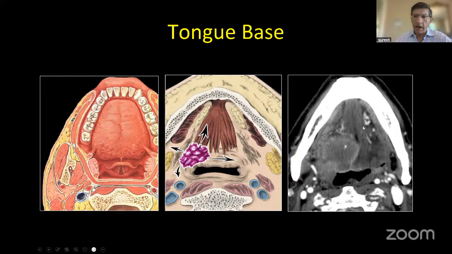But what I do want to highlight is notice how these vertical striations end here, and now we have these transverse striations, and these are the intrinsic muscles of the tongue base. So this is an example of a classic tongue-based carcinoma.